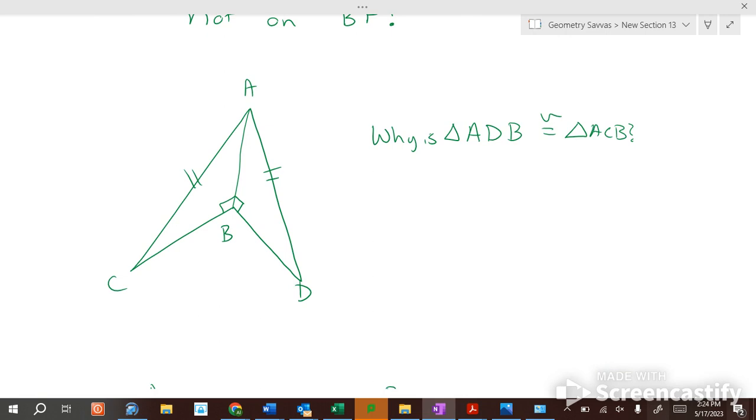Imagine those angles are both right angles there. Then why is triangle ABD congruent to ACB?